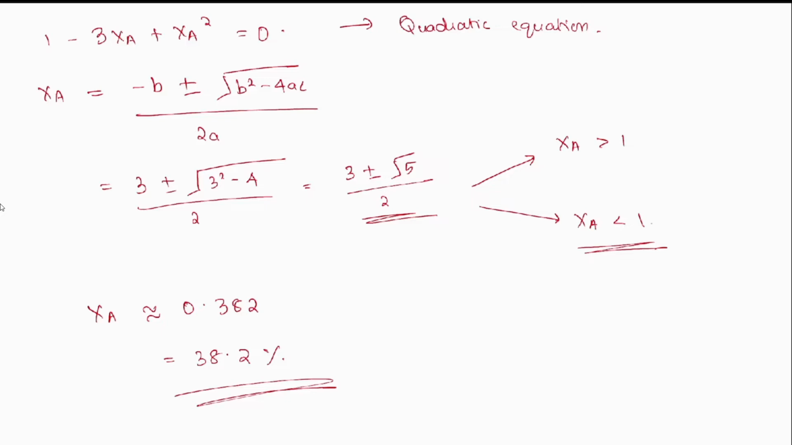So that is how we did this question, right? Again, what we are doing in this question is just using the design equations for CSTR and PFR and finding the unknowns.